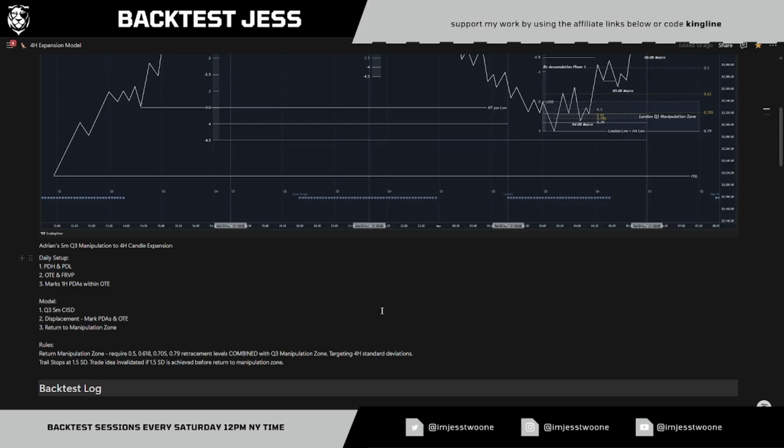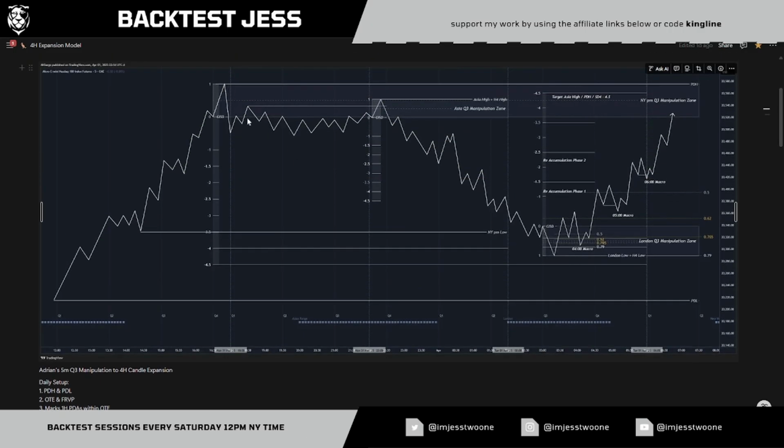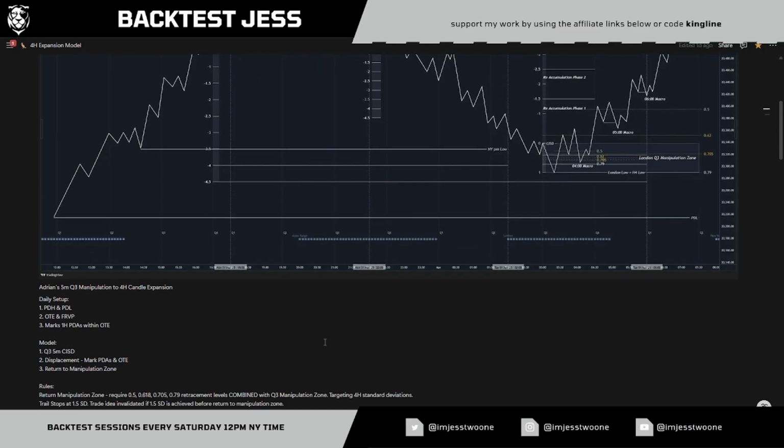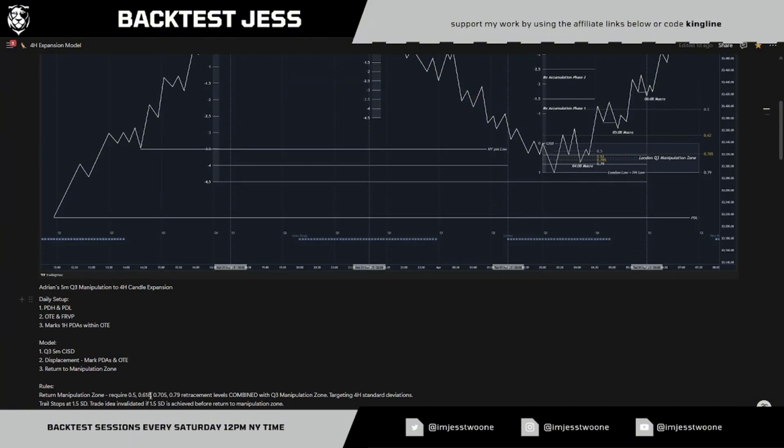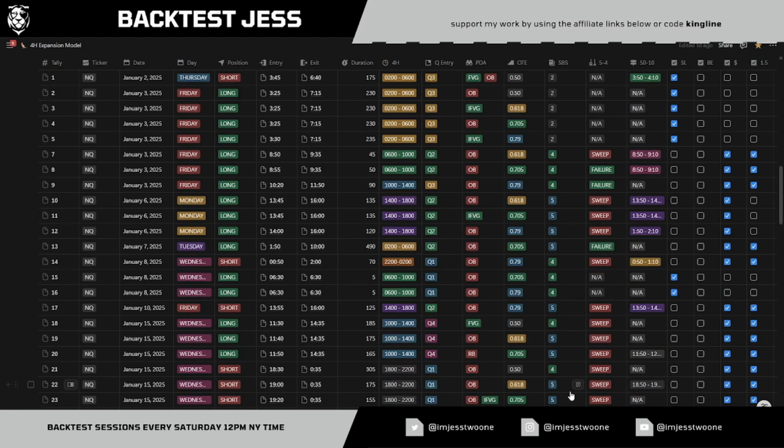Now, for clarification, Adrian only takes the model when it touches the zone. He doesn't require anything else, but for stricter rules and a more mechanical approach to it, I added SBS as well as the retracement levels. We decided collectively that we were going to remove SBS as an entry criteria, and instead it's going to remain as data that we're going to test for.